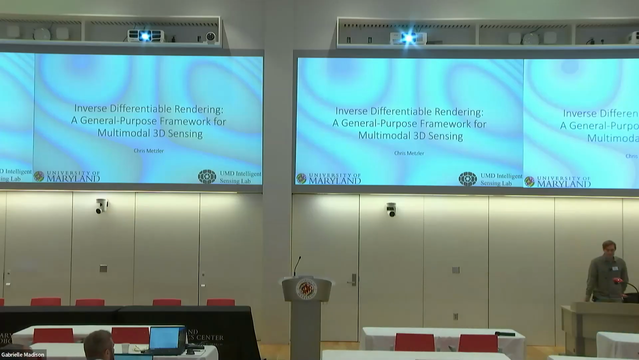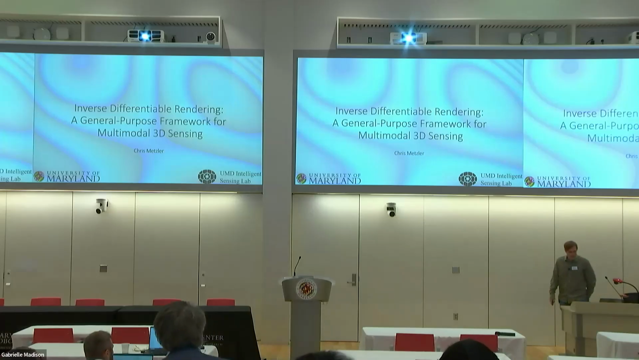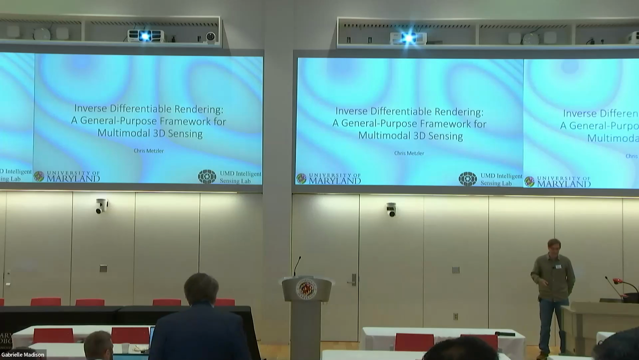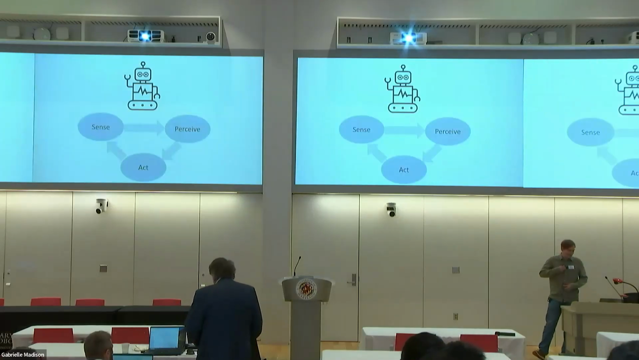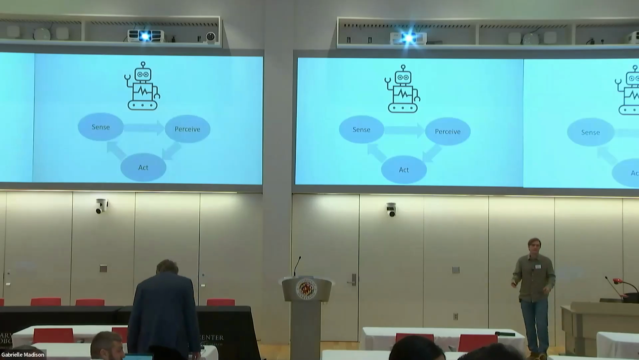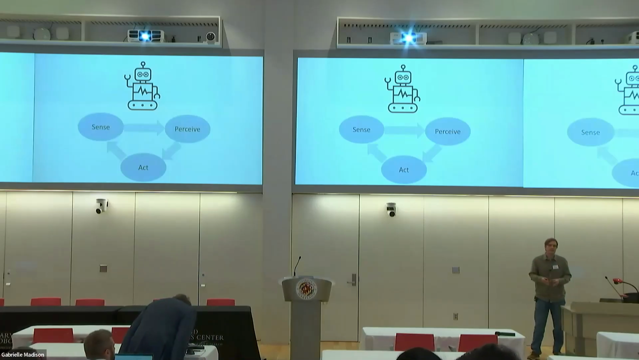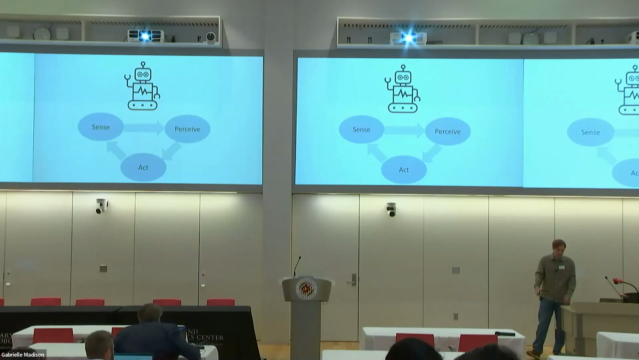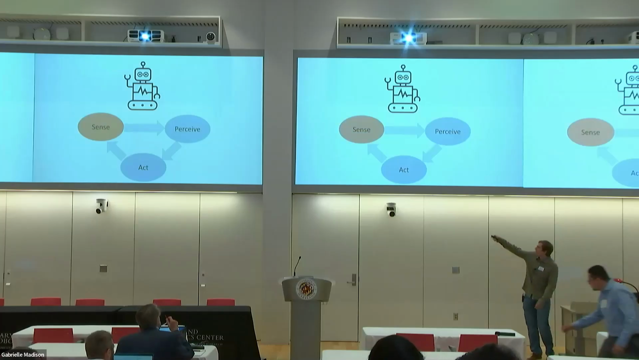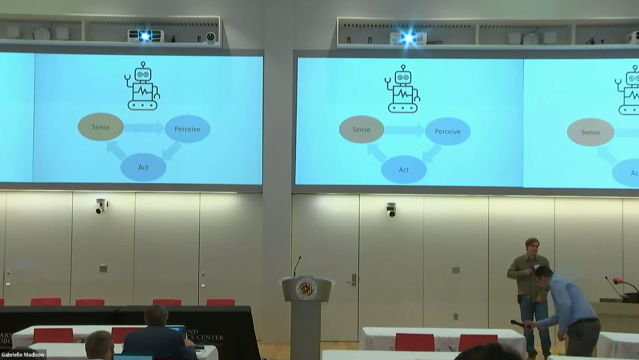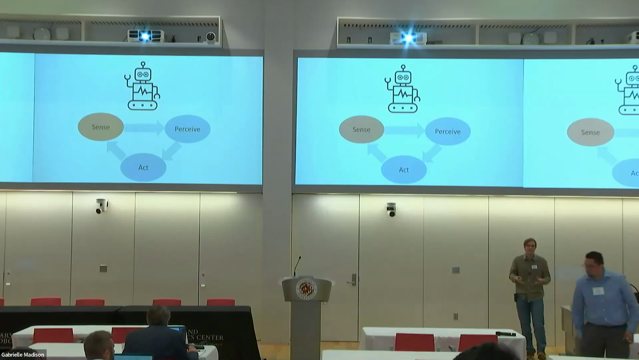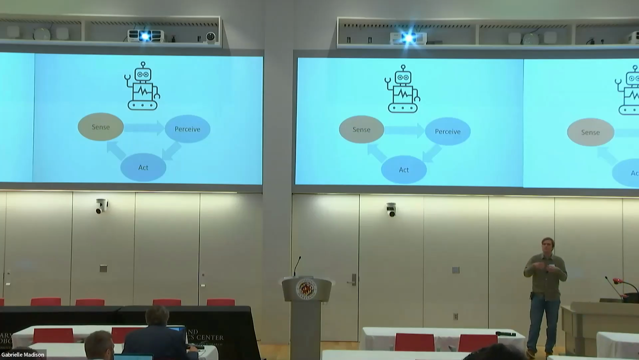So today I'd like to talk to you about inverse differentiable rendering, which is a general purpose framework for multimodal 3D sensing. Like Helen said, I'm robotics adjacent. You can think of the robotics life cycle as sensing, perceiving, acting, in a loop. Essentially, all of my research is focusing on that sensing stage. So how can we develop computational imaging, computational sensing systems, better radars, better cameras, better LiDARs, things like that, to improve the overall robotics life cycle.